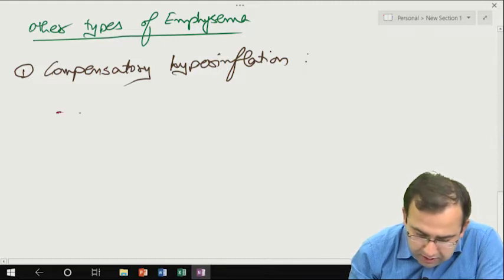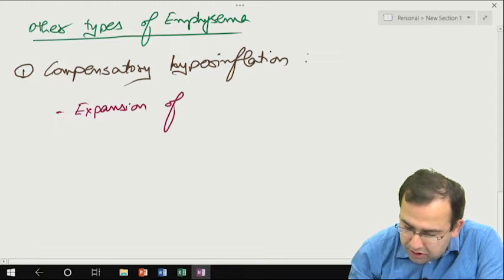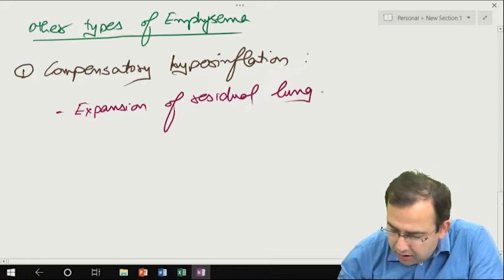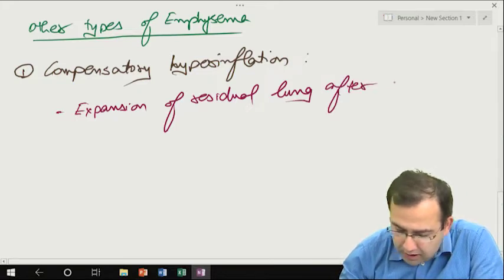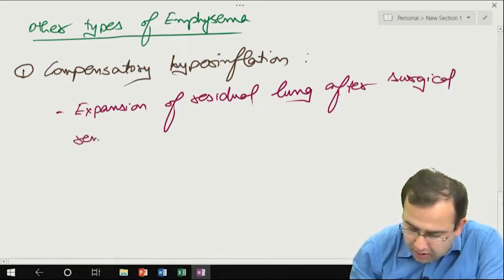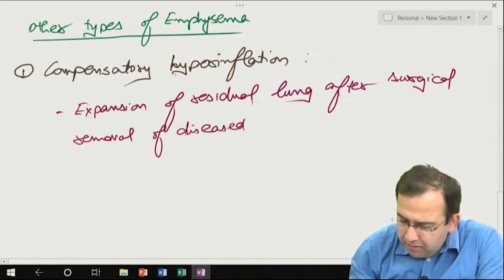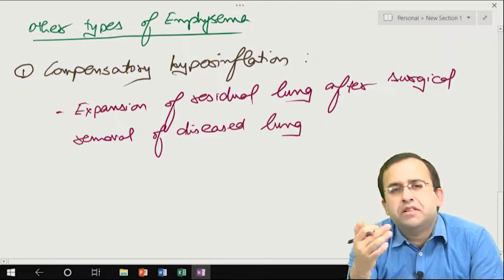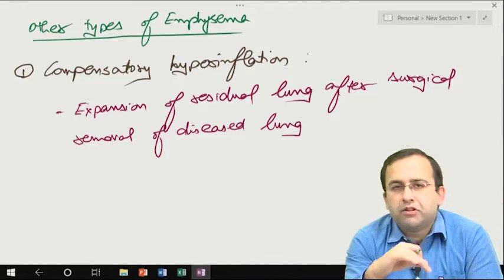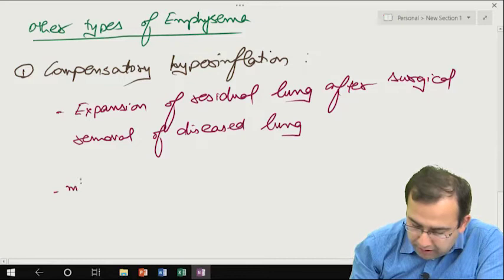First point, this is expansion of residual lung after surgical removal of diseased lung. The name told you that this is a compensatory response. Why is the compensation needed? Because we have surgically removed the diseased lung. That was obvious. Important point to be noted here is microscopically.